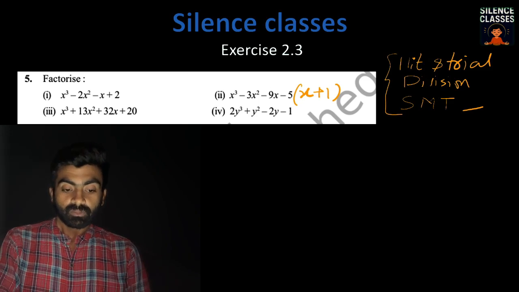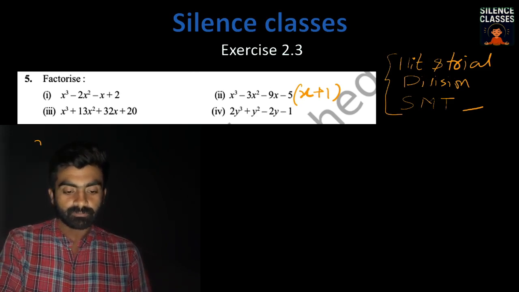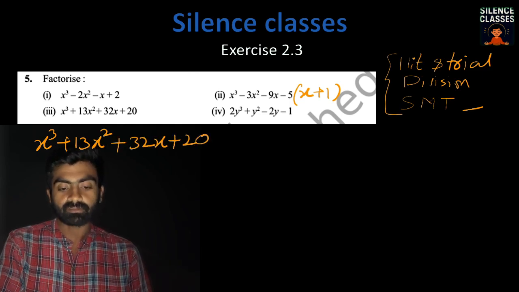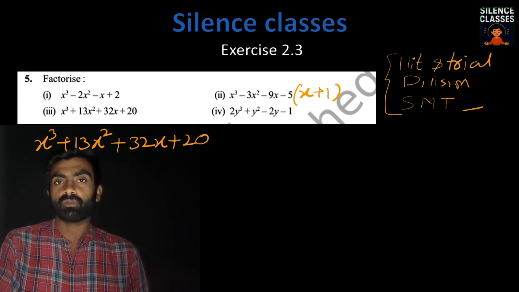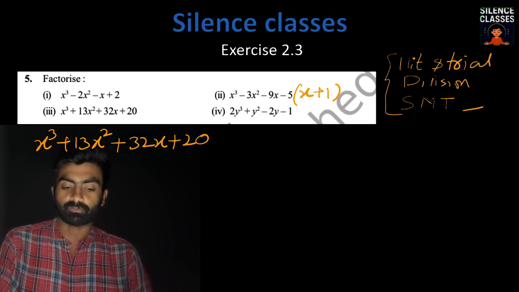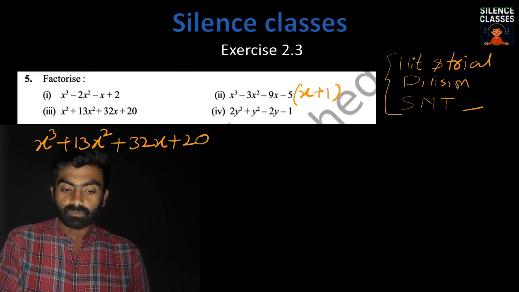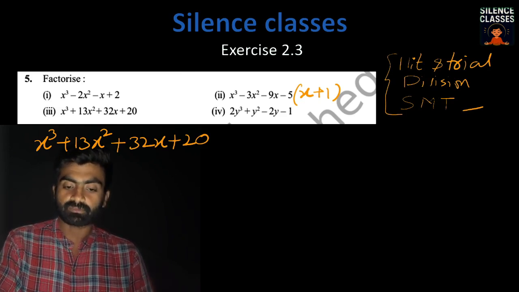Okay, x cube plus 13x square plus 32x plus 20. Again we will put in values, so let's try minus 1 and plus 1. First of all let's put in plus 1 and check. All the signs are positive, so let's find it by putting in negative 1.